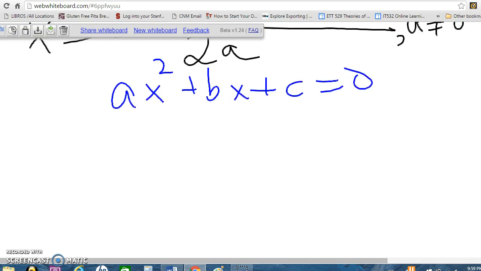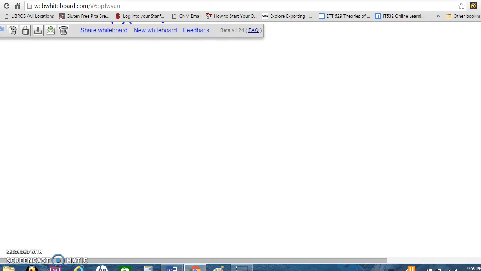So let's just make a quick example using the quadratic formula. Let's say that you have 3x squared minus 5x equals negative 1. If I look at this, I cannot use the quadratic formula because it's not equal to 0.